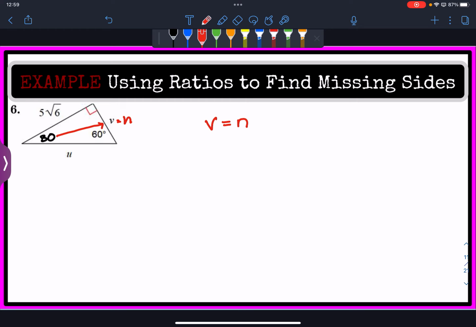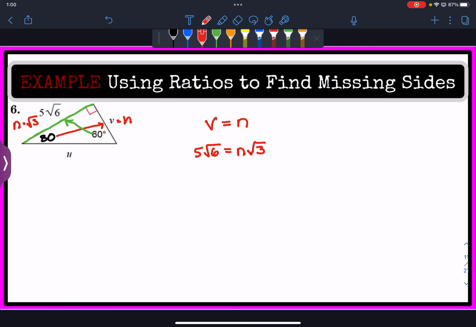On the opposite side of your 60-degree angle, so here's your 60, this side right here has a measurement of n times radical 3. So 5 radical 6 is equal to n times radical 3.